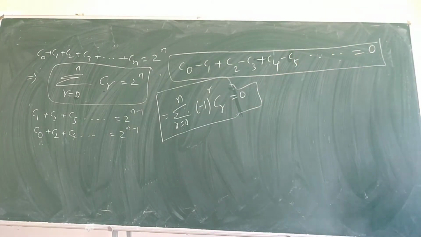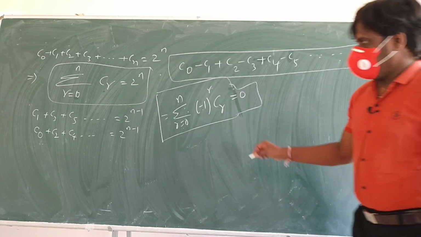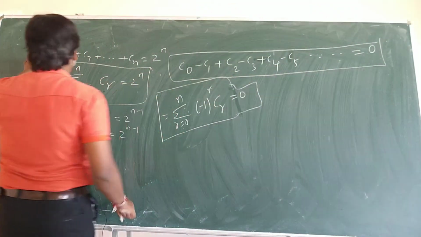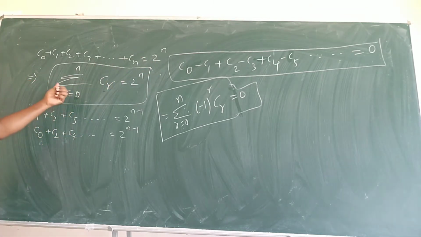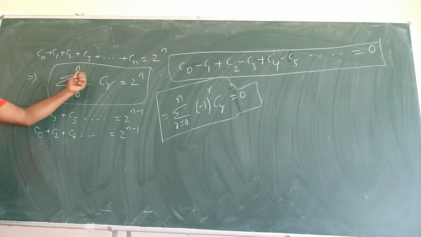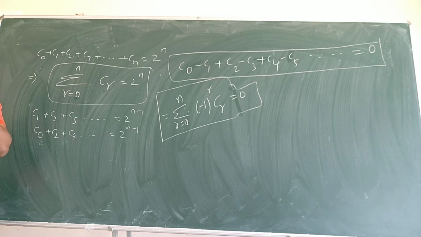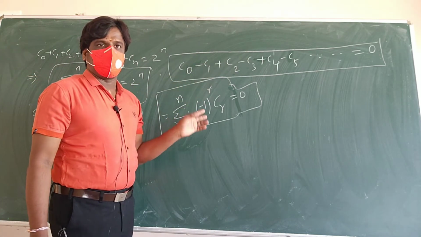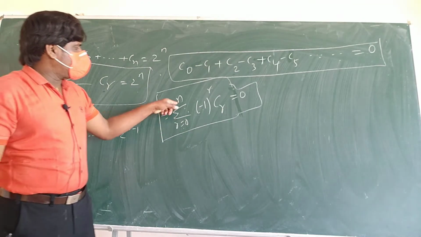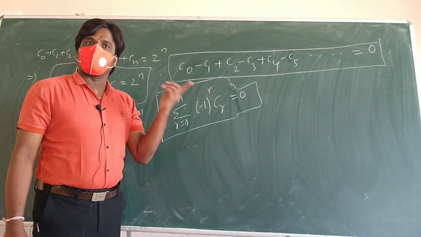Okay, so two derivations. Did you understand? Understood? So we can write this as C0 plus C1 plus C2 plus C3 plus so on up to Cn is equal to 2 power n. This can be written as sigma r is equal to 0 to n, Cr is equal to 2 power n. And for this one, C0 minus C1 plus C2 minus C3, this can be written as sigma r is equal to 0 to n, minus 1 power r Cr is equal to 0.